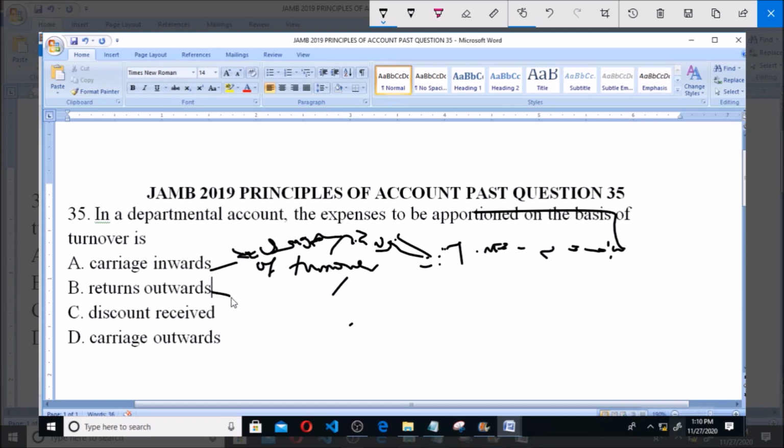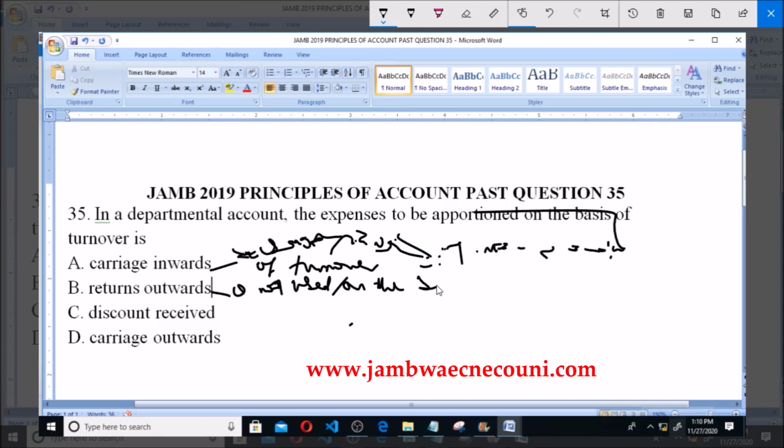Returns outward is not used on the basis of turnover. We're talking about expenses.